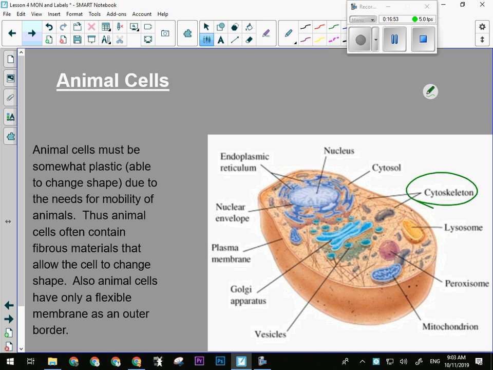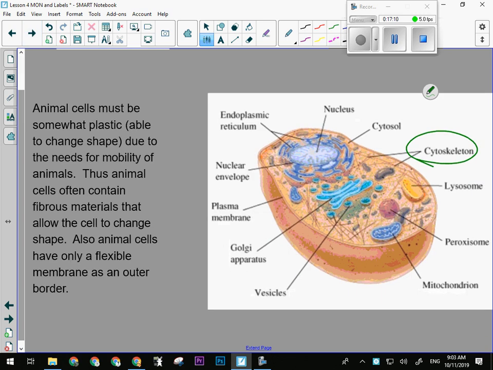But muscles and all cells in an animal are somewhat flexible. They have to be because we're mobile. We've got to be able to catch our food. If we can't move around, we're not going to catch much food, and we're going to starve. So we have to have these flexible cells in order to do that. The rest of the cell is fairly similar to a plant cell.